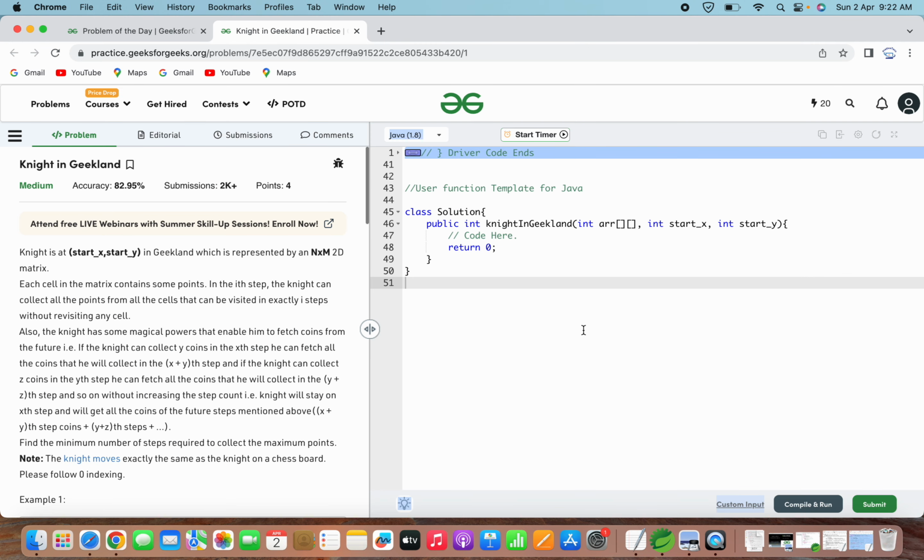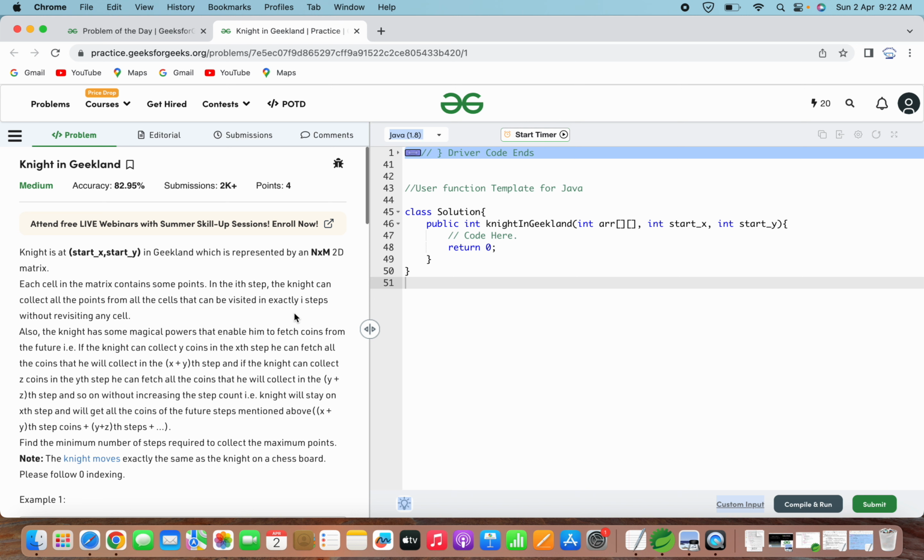Let's go through and understand the given problem statement. Knight is at start X, start Y in Geekland, which is represented by an N cross M 2D matrix. Each cell in the matrix contains some points. In the ith step, the knight can collect all the points from all the cells that can be visited in exactly i steps without revisiting any cell.